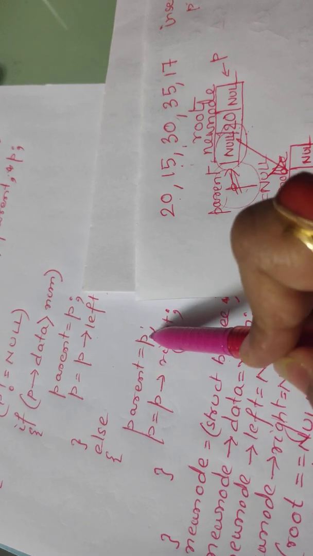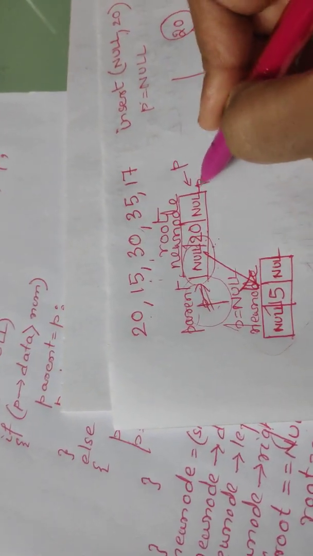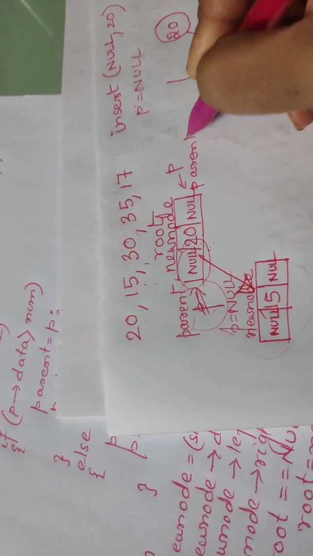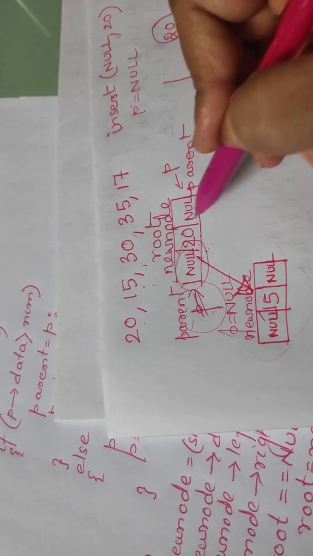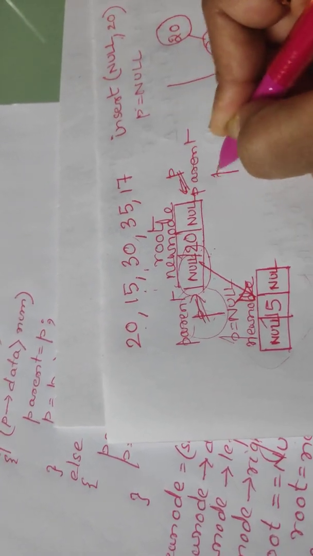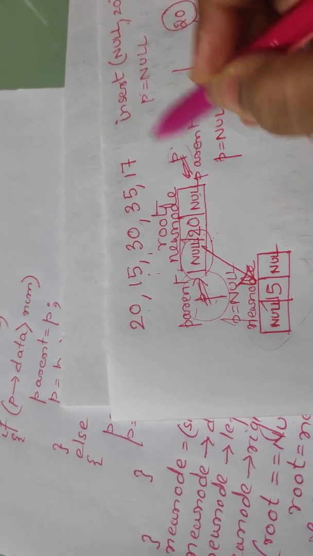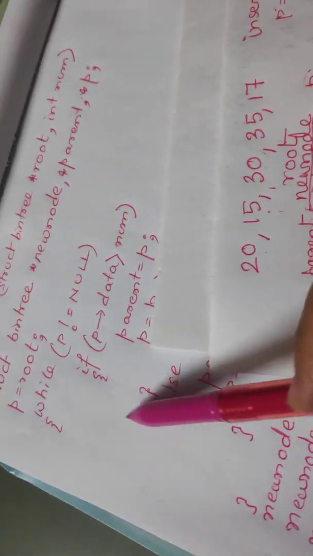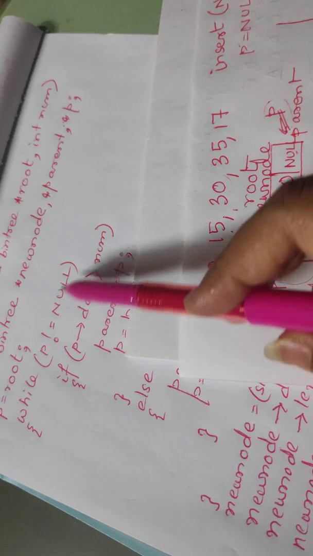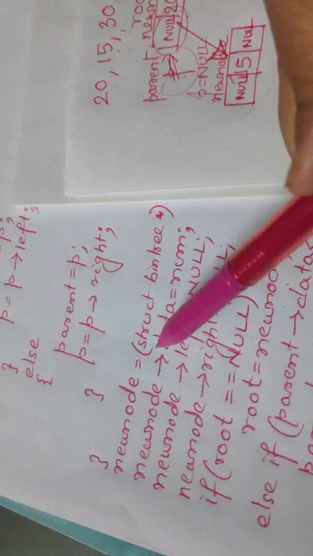Parent is equal to p, and p is equal to p right. So this becomes parent and we move to p right. Now what is p right? Now p right is nothing but null in this case. So when we go back to the while condition, p not equal to null becomes false. So we come out of the loop.